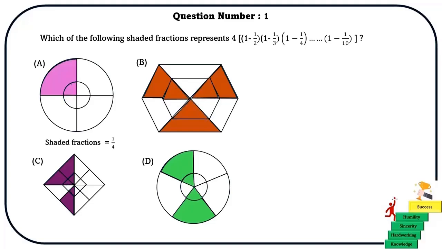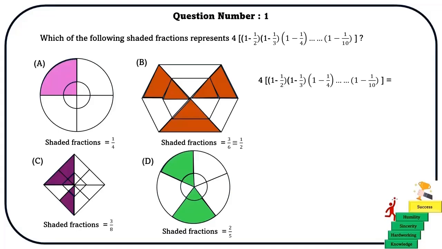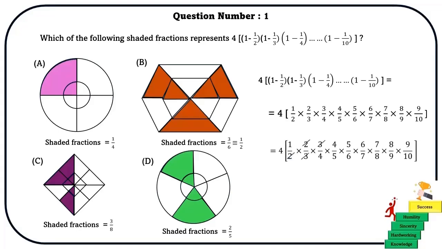Now, A's shaded fraction will be 1 by 4, B's shaded fraction will be 1 by 2, C's shaded fraction will be 3 by 8, and D's shaded fraction will be 2 by 5. Now, let us simplify this given expression. If we simplify, we will get 2 by 5. Now, 2 by 5 is the shaded fraction of the D option.